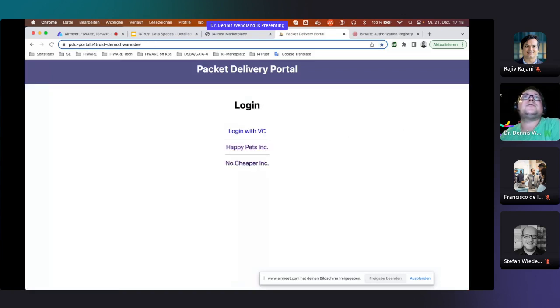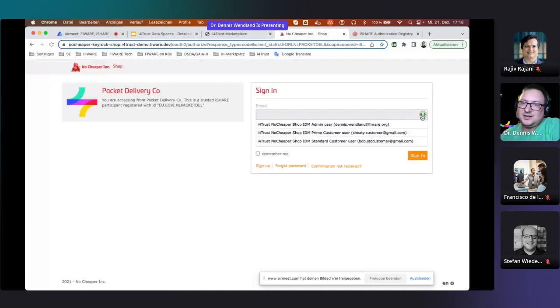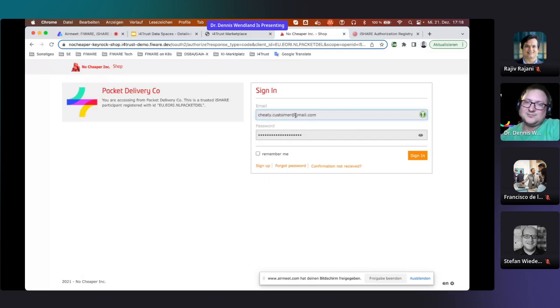And what we can even try now is a second example. I need to log out here because I have a second user registered at NoCheaper, which is called the GT customer, because this customer actually has, in the registry of NoCheaper, a policy stating that this user can perform get and patch, but still the organization NoCheaper itself is not allowed to delegate these patch access rights.